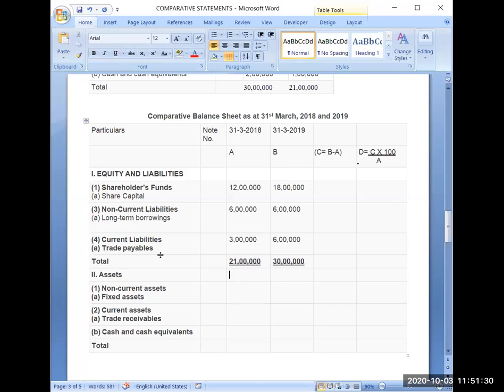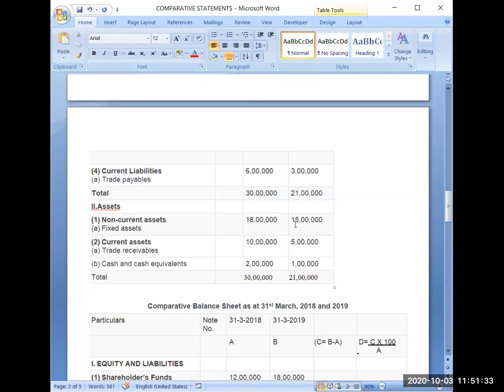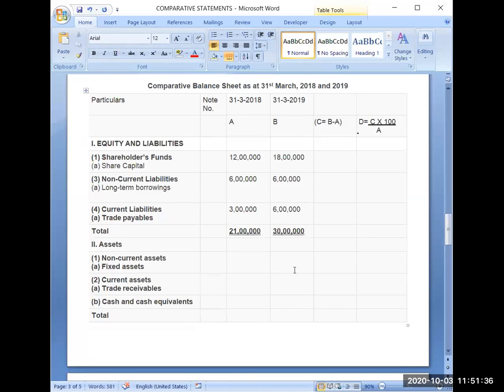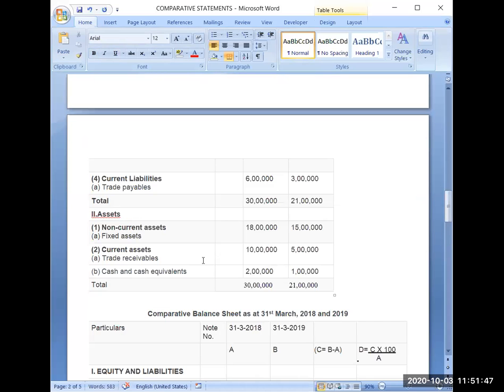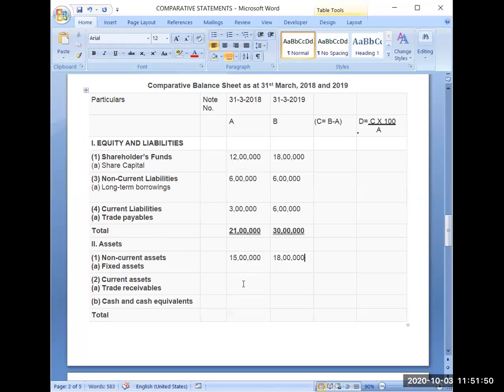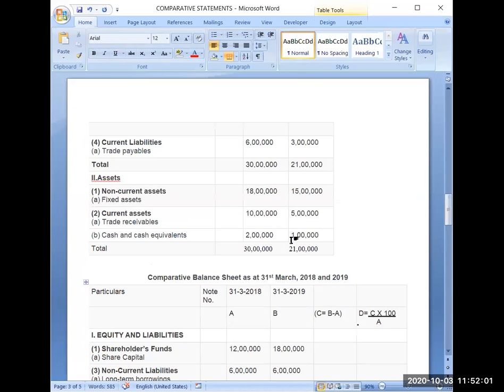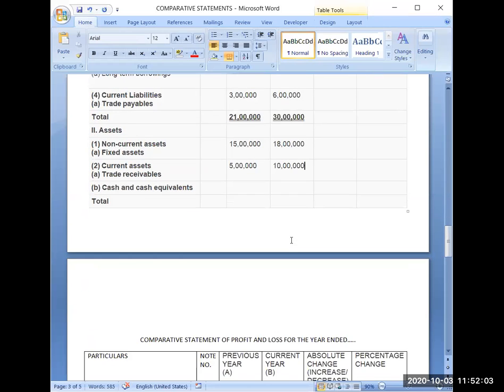Now in the next column, assets. So fixed assets earlier were 15 lakh, then 18 lakh. So here I will be writing 15 lakh and then 18 lakh. Then 5 lakh and 10 lakh. So trade receivables are 5 lakh and then 10 lakh. Then cash and cash equivalents 1 lakh and 2 lakh. 1 lakh and 2 lakh.